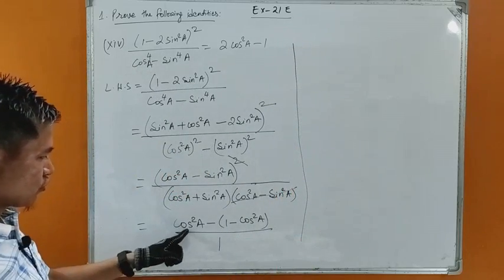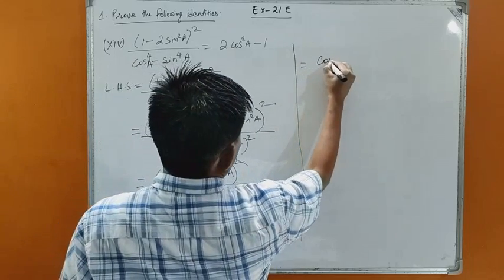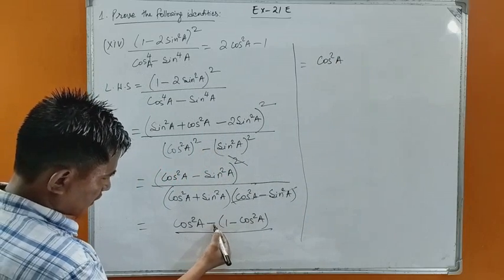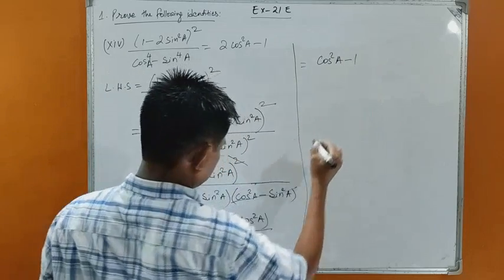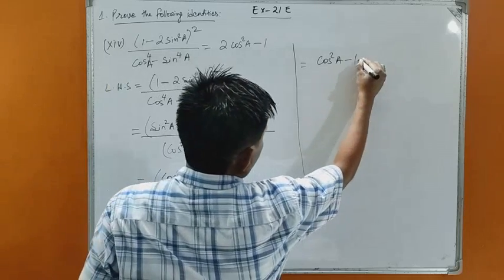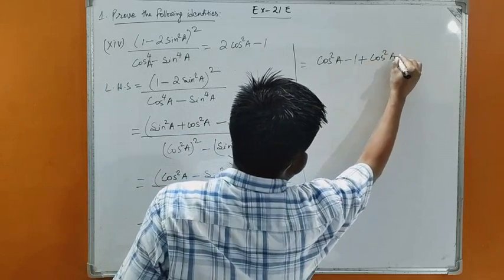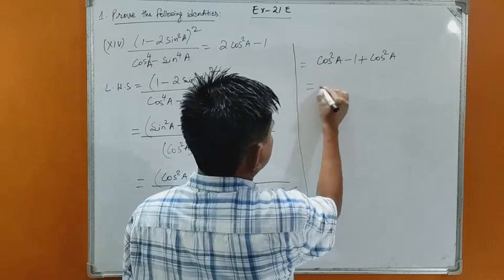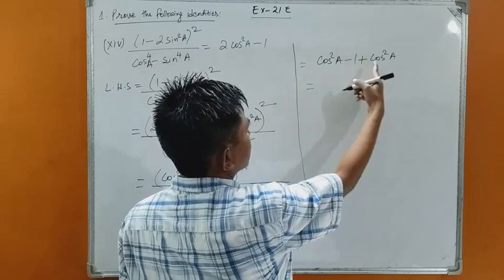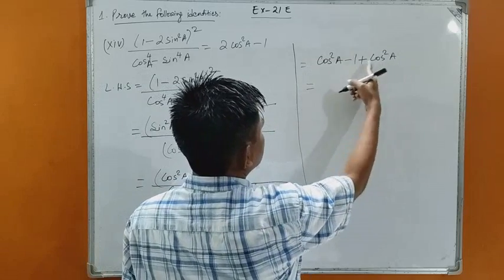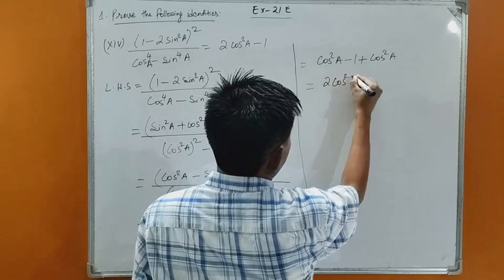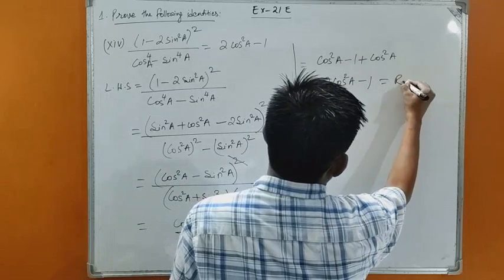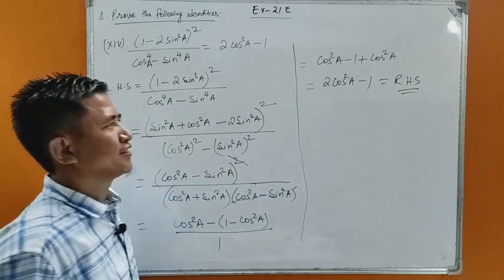So cos square a, minus into plus, there is a plus sign in front of 1, minus into plus is minus 1, minus into minus is plus cos square a. In the denominator we have 1, so no need to write 1, every number has 1 in the denominator. This cos square a is positive and this cos square a is also positive, so let's add them to get 2 cos square a minus 1. This is what we have in the right hand side, equals RHS. Hence proved.